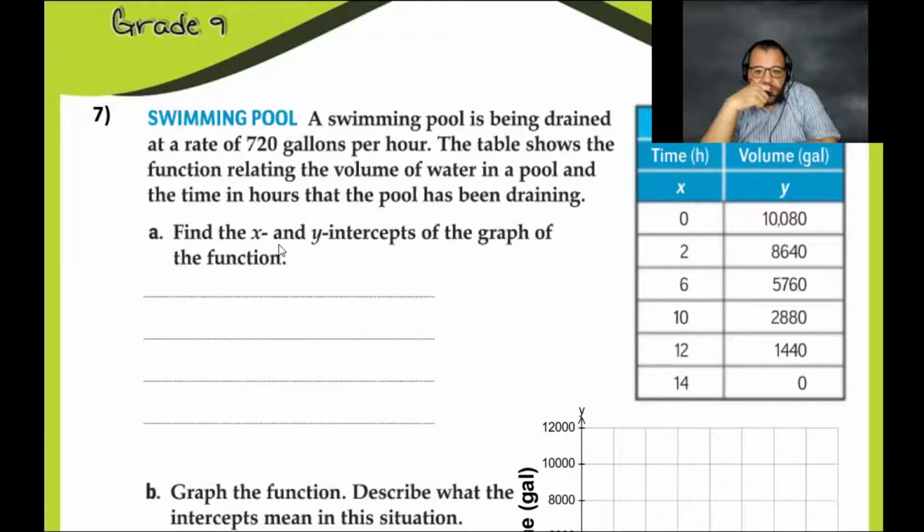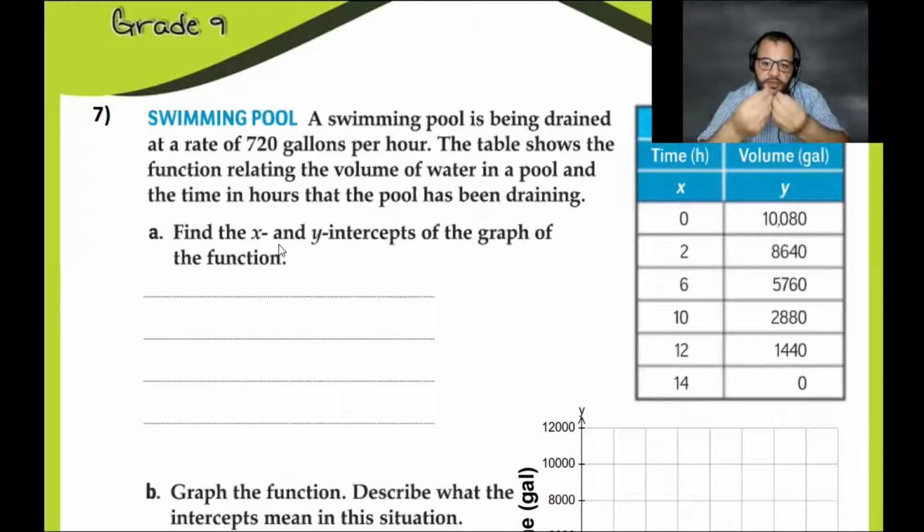What is the meaning of the x-intercept? For the x-intercept, we have two parts of the definition. Part number one, where the graph intersects the x-axis. Part number two, the value of x when y equals 0. Y is 0. That is the meaning of x-intercept.